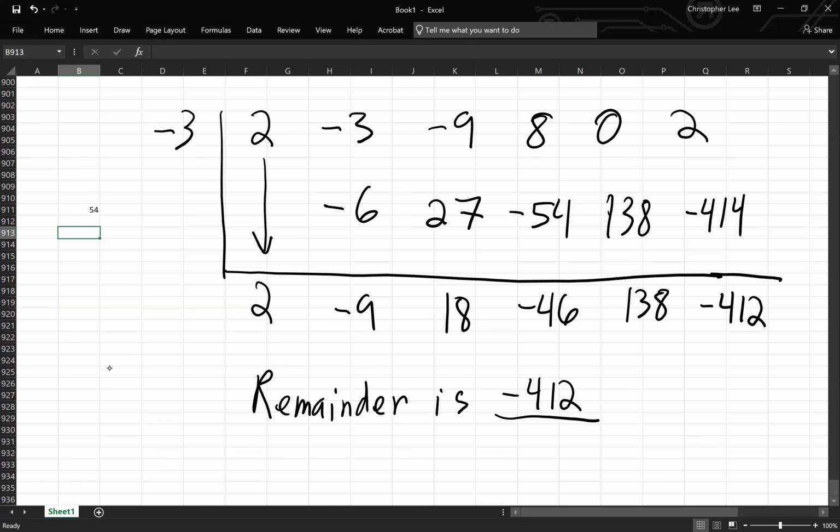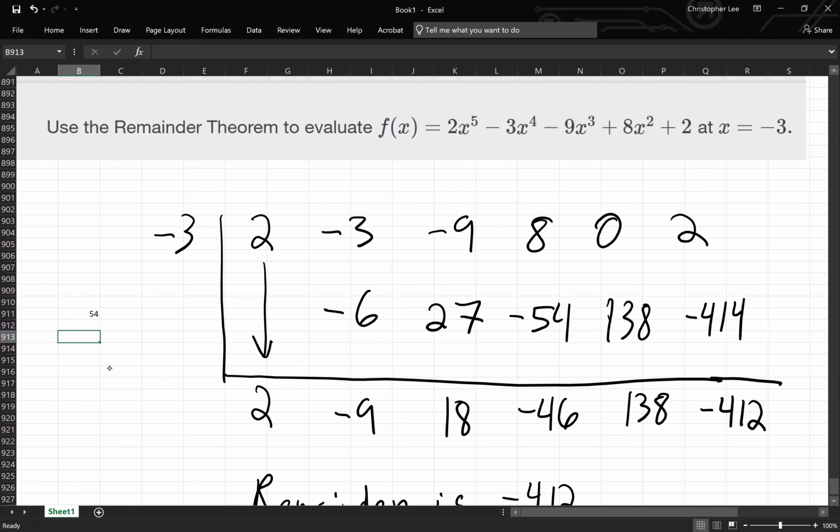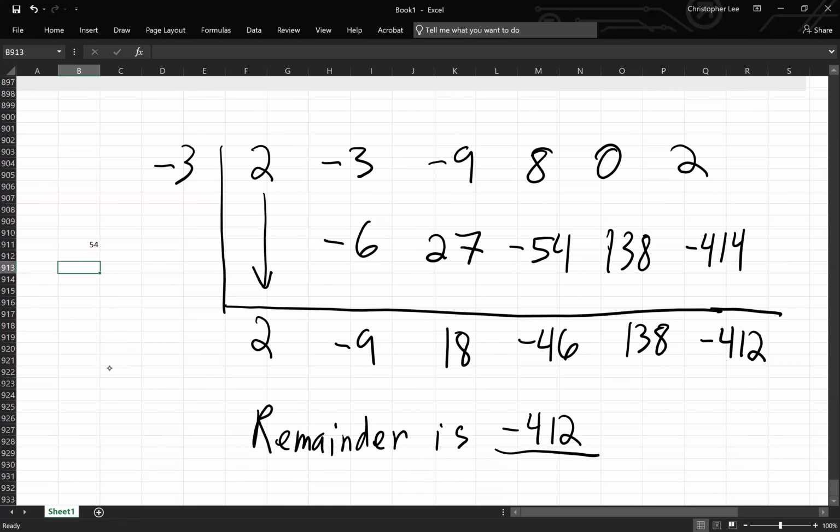-412. All right. Questions on that? Yeah, you can plug it in if you want. If you want to check if it's right, you could plug it in. Any questions on this?